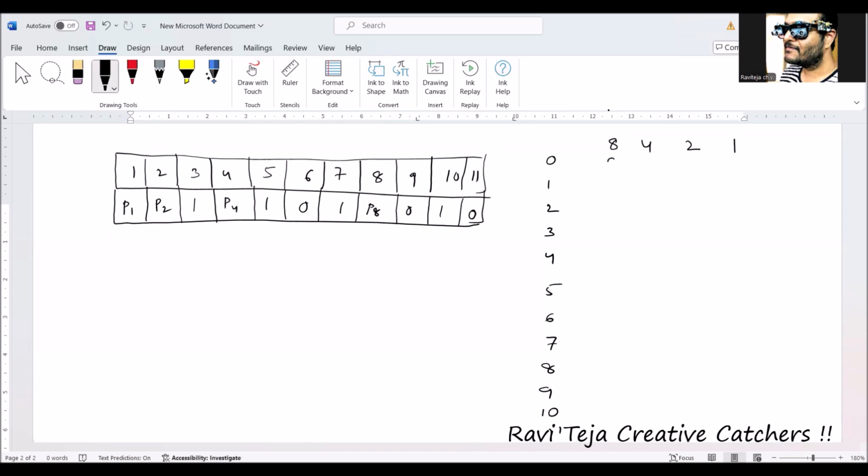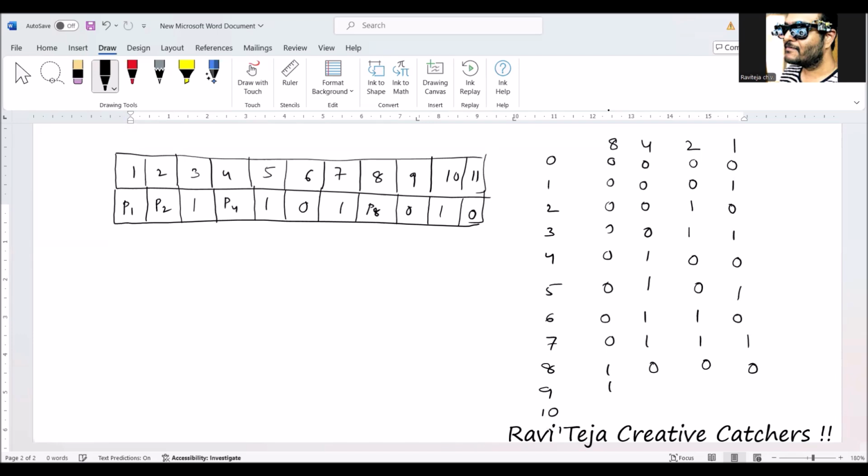Okay. For 0, it will be 0, 0, 0, 0. For 1, just write the 8421 or BCD format of it. 3 will be 0, 0, 1, 1. 4 will be 0, 1, 0, 0. 5 will be 0, 1, 0, 1. 6 will be 0, 1, 1, 0. 7 will be 0, 1, 1, 1. 8 will be 1, 0, 0, 0. 9 will be 1, 0, 0, 1. 10 will be 1, 0, 1, 0. 11 will be 1, 0, 1, 1. Okay. So this is the 8421 format of the BCD numbers 0 to 11.